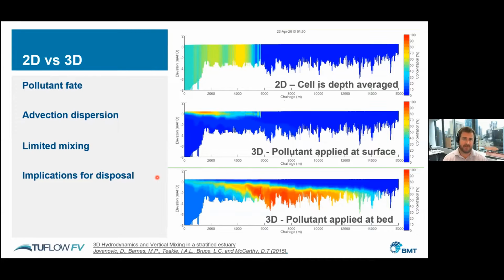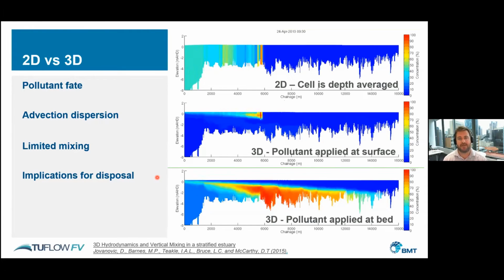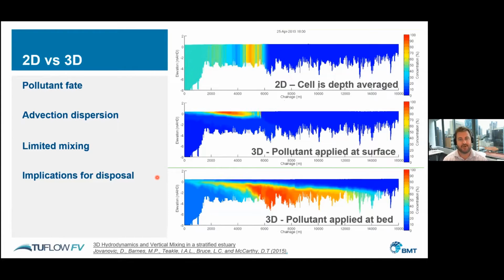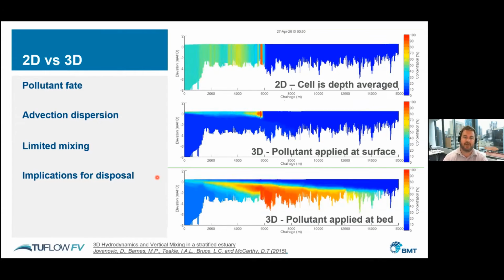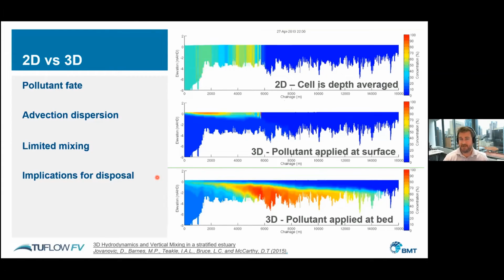And the top model is the 2D. So the 2D model, right, it's got one velocity, one concentration per cell, it's depth averaged, and that's the result you get when you're looking at advection dispersion with a 2D model. If we put that same contaminant to the surface, it kind of cruises along the top and goes out into the bay, and maybe that's not such a problem unless you're a flying fish or something, and you wouldn't be too happy about that.